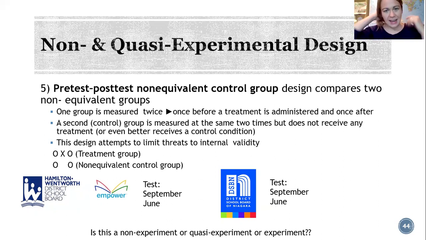What do you think? Is this a non-experiment, a quasi-experiment, or an experiment? Well, I already told you it's a quasi-experiment, but why isn't it an experiment? Why don't you think about this for a second? Well, it's not a true experiment because we haven't randomly assigned people to either get the treatment or the control group. The schools are determining who is getting which program. And so it doesn't fall all the way high in internal validity, but it falls somewhere in the middle.